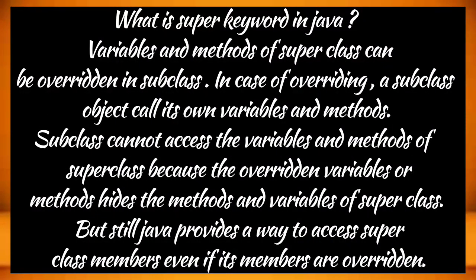What is super keyword in Java? Variables and methods of superclass can be overridden in subclass. In case of overriding, a subclass object calls its own variables and methods. Subclass cannot access the variables and methods of superclass because the overridden variables or methods hide the methods and variables of superclass. But still, Java provides a way to access superclass members even if its members are overridden.